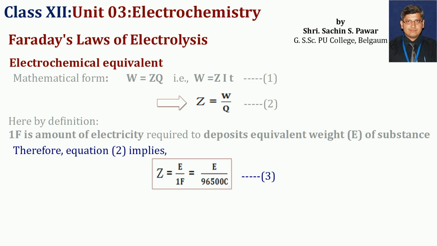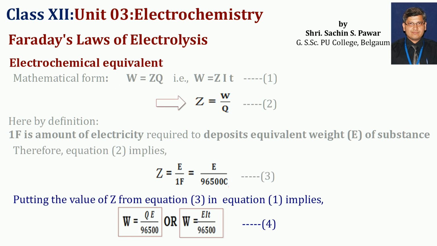However, in our first class we have learnt that 1 Faraday of electricity is 96,500 coulombs. Therefore, Z also becomes equal to E upon 96,500 coulombs. Now, putting the value of Z from equation 3 into equation 1 implies W is equal to Q into E upon 96,500, or W is equal to E into IT upon 96,500, and these are the mathematical forms of Faraday's first law of electrolysis.